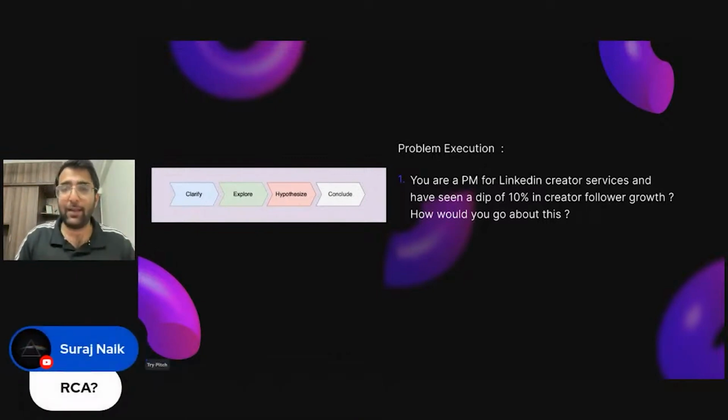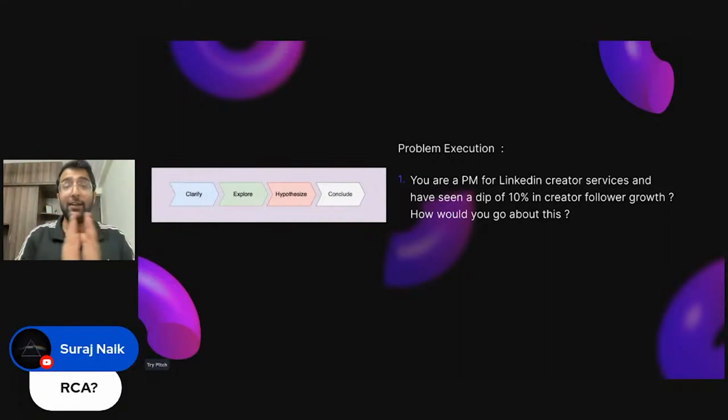RCA basically hota hai, RCA is called root cause analysis. Ki basically I am a product manager somewhere and I saw there is a drop in a particular metric somewhere. I need to debug why that drop or why that lift is. That is typically called a product execution question. Make sense? यहां तक बात क्लियर है. अब इस क्वेश्चन को मैं पढ़ता हूं तुम्हारे लिए.